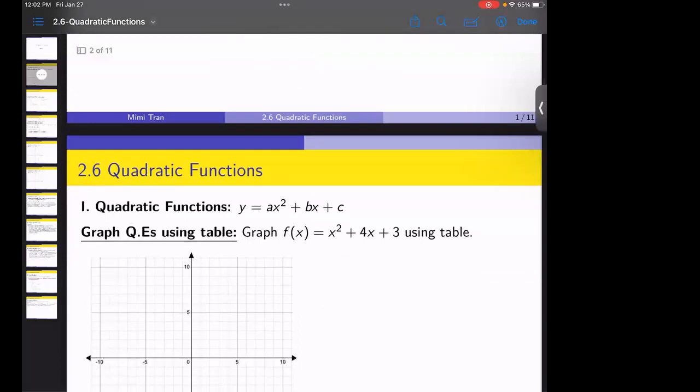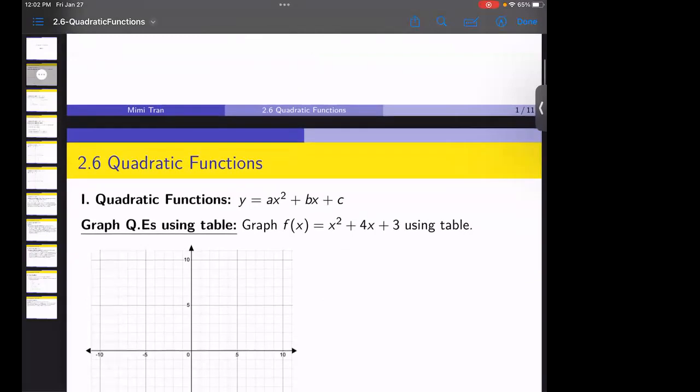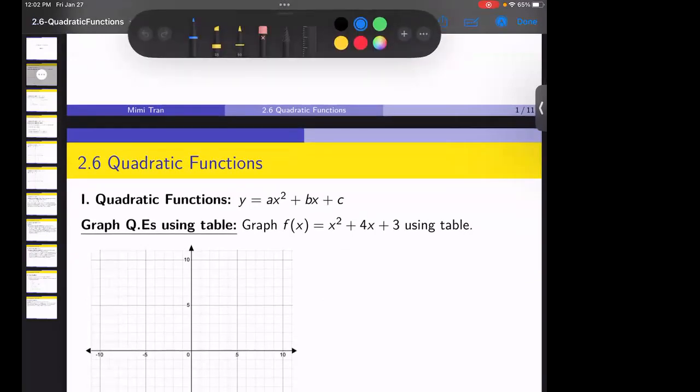So a quadratic function has the form y equals ax squared plus bx plus c, where a, b, c are real numbers. They are called coefficients. This function you see here is called the general form. There's another type of quadratic function called vertex form. We'll talk about that later, maybe not today, maybe in a different lecture.